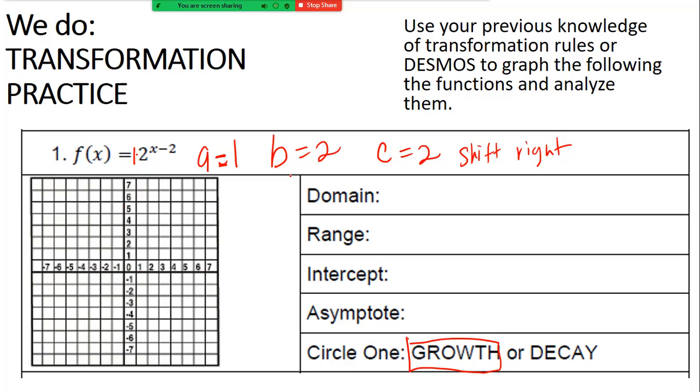So the parent function here, we talked about on our I do example yesterday, our growth function. And so the function values that came from that graph, we had -1 was 1/2, 0 was 1, and 1 was 2.